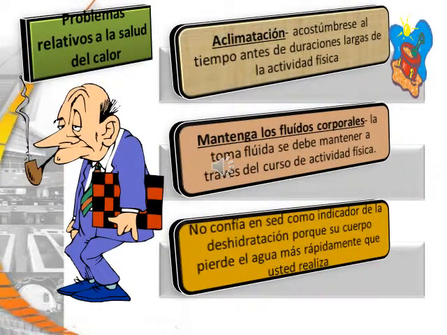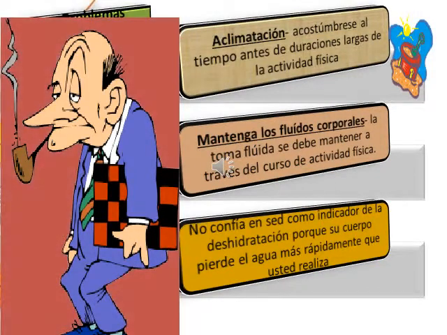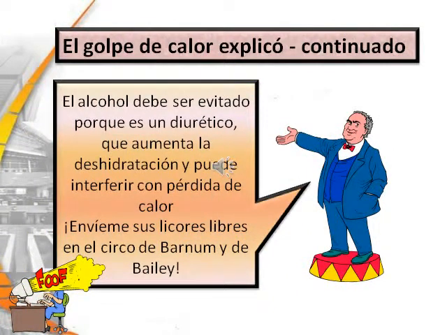Health-related heat problems explained. Of course, acclimation, accustoming yourself to the weather prior to long durations of physical activity, is one way of dealing with heat-related problems. Maintaining your body fluids: fluid intake must be maintained throughout a course of physical activity. Do not rely on thirst as an indicator of dehydration, because your body loses water faster than you realize. Alcohol should be avoided because it is a diuretic which increases dehydration and can interfere with heat loss.